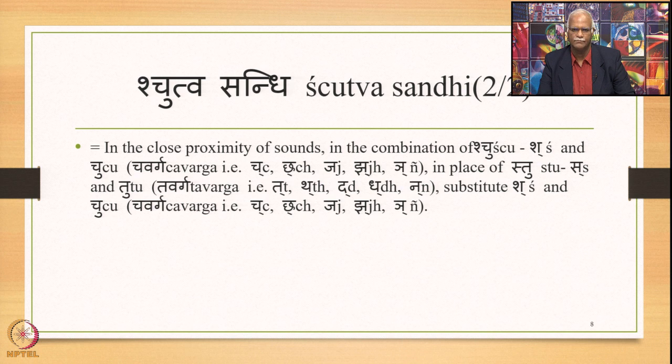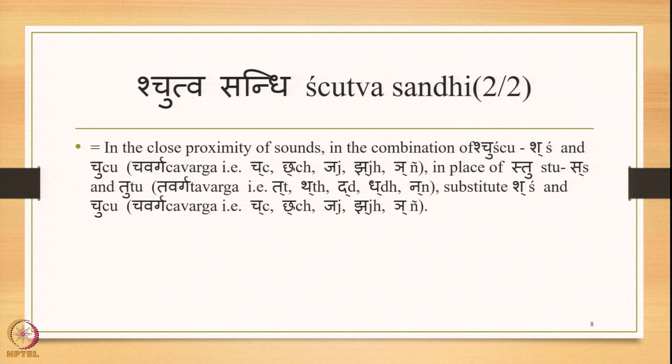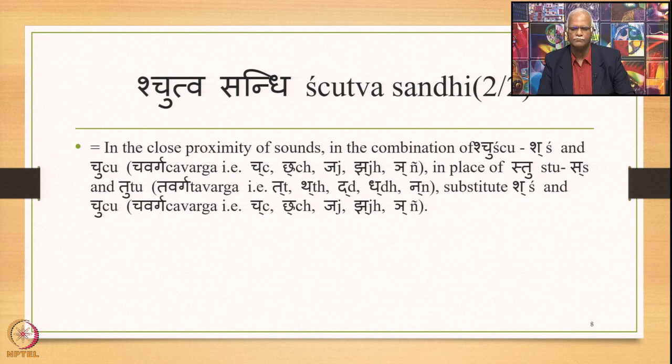All this put together, the sutra means: in the close proximity of sounds, samhitāyām, in the combination of ścu, that is śa and cu, that is cavarga, in place of stu, sa and tu, tu is tavarga, substitute śa and cu, that is cavarga. I repeat, in the close proximity of sounds, in the combination of ścu, in place of stu, substitute ścu.